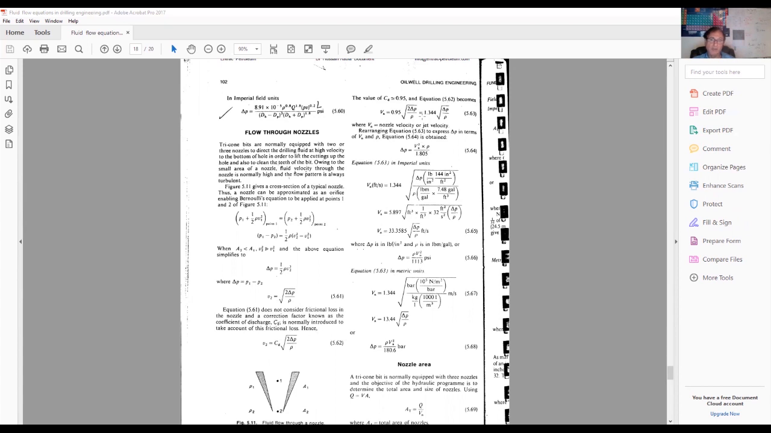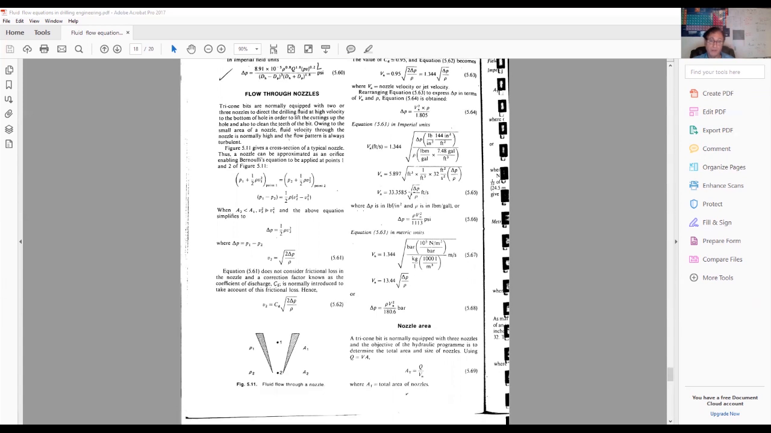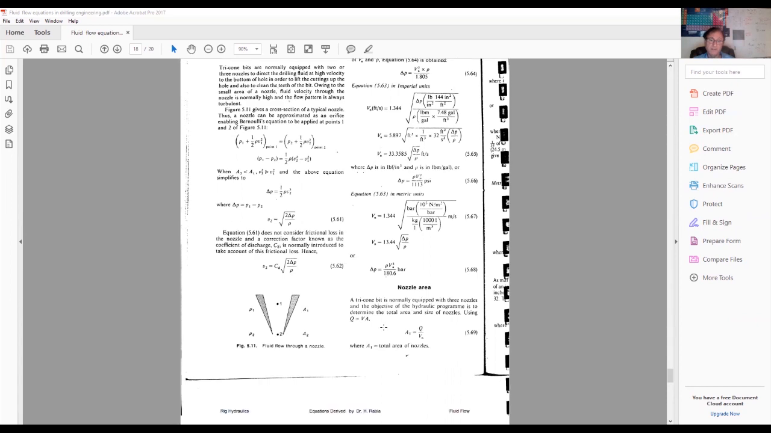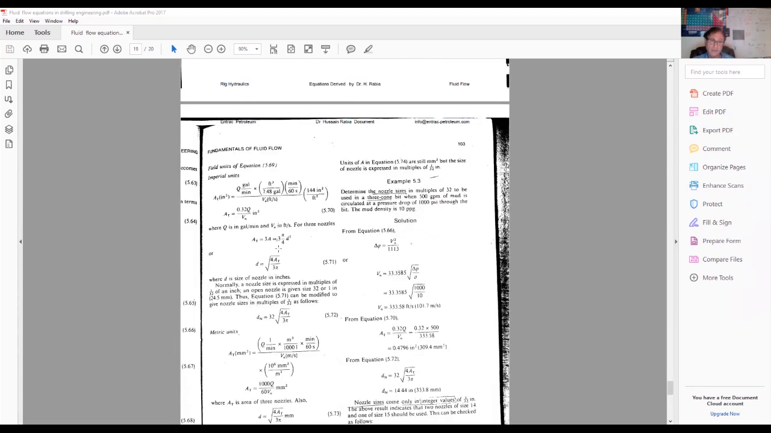So that's why some of my equations are slightly different from some of the equations you see in textbooks. And once again, if you convert this into field units, you see the nozzle velocity is 33.358 times the square root of delta P divided by rho. And you see the nozzle velocity expressed in feet per second because it's very high. And we can derive from this equation the nozzle area using the equation Q equals VA. So this is sort of inverted, and this is the area of the nozzles, and the diameter obviously is related to area.